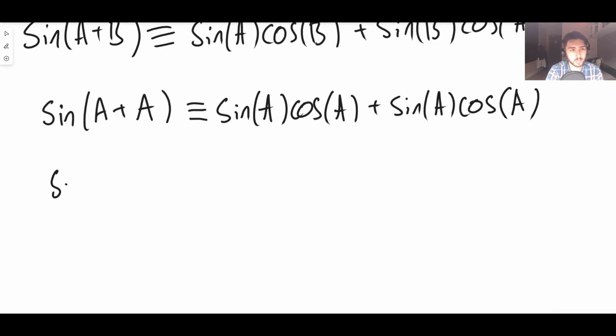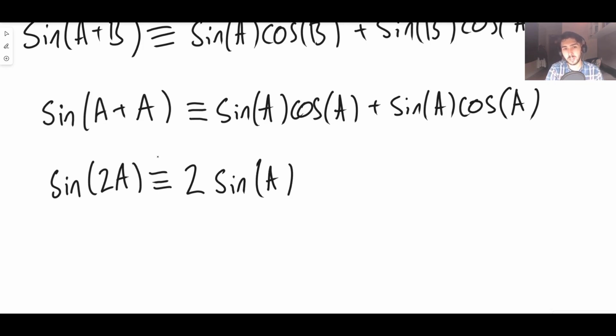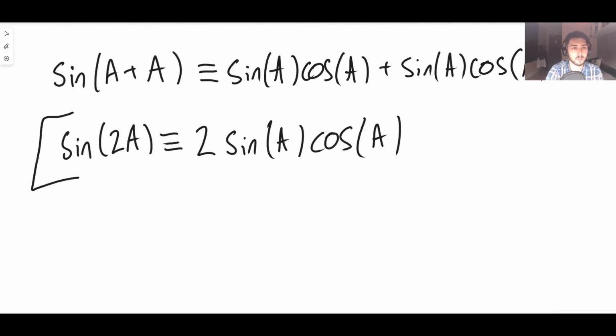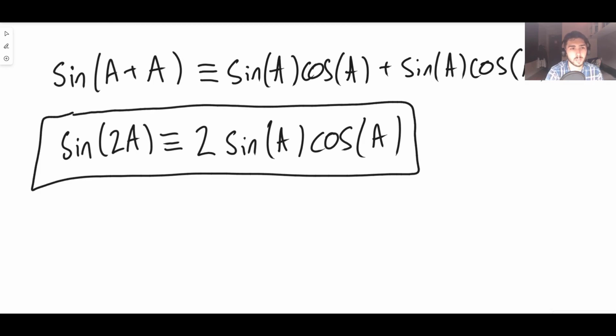And then, if you simplify this, sine of A plus A is just sine 2A. This is identical to sine A cos A plus another sine A cos A, that's 2 sine A cos A. And that's the double angle formula for sine 2A. There it is right there in all its glory. Really useful stuff. Lovely. Okay, on to cos.